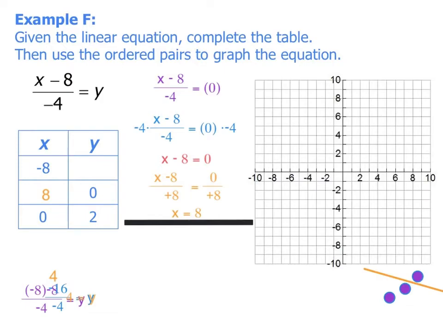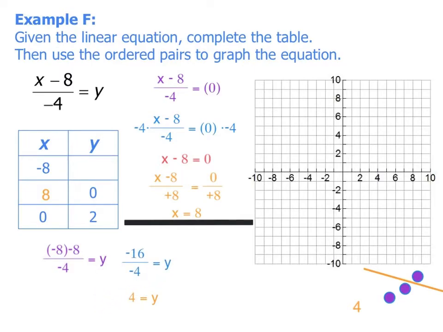So good news, this is just like I did all the way back in example A. So the first thing I'm going to do is substitute in my negative 8 using parentheses. So I've got negative 8 inside parentheses minus 8 divided by negative 4 equals y. So I'm going to do the order of operations. I'm going to do everything on the top first, and then everything on the bottom. So negative 8 minus 8 is going to give me negative 16, all divided by negative 4 equals y.